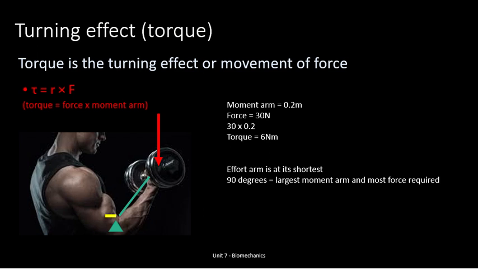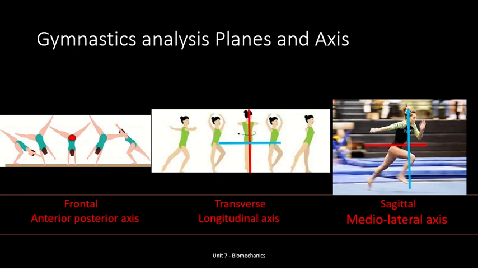Moving on to my gymnastics analysis, we have the planes and axes. The example here of a gymnastics person doing a cartwheel, they're in the frontal plane, which splits the body right between the middle. It splits into a front and a back, which then allows for abduction and adduction. And then the axis, which is the red dot, which is the point in which movement occurs, would be the anterior posterior axis.